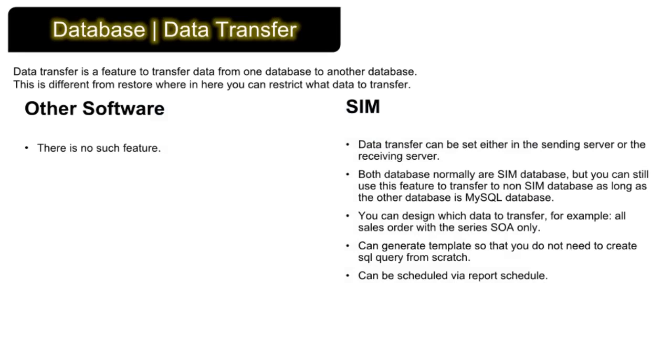It allows you to transfer data from one SIM database to another database. It is different than backup and restore database. In data transfer you can decide what data to transfer. For example, you have two sales order document series, SOL for local order and SOE for export order. Here you can transfer only the local order to the destination database.